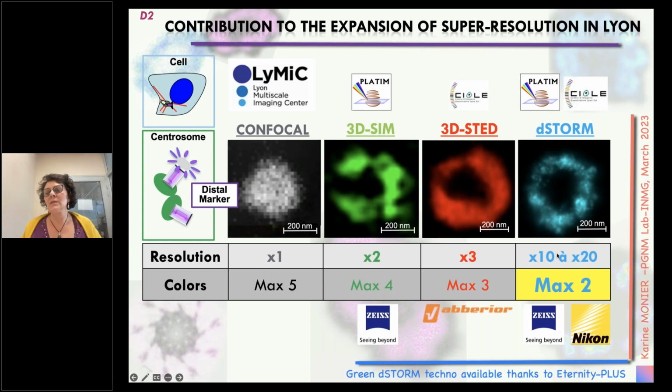And then we are mostly interested in single molecule localization approaches with dSTORM. This is where you get, for those techniques, 10 to 20 times better resolution compared to the confocal. But there is a limitation in the number of targets you will be able to detect. On most commercial systems, it's 2 colors. For that, we have 2 systems in Lyon, one from Zeiss and one from Nikon, and also one right now from Bruker as a demo system.